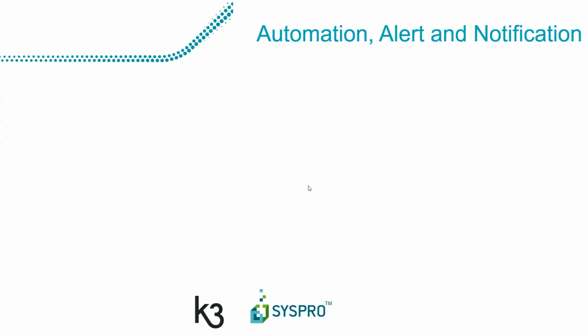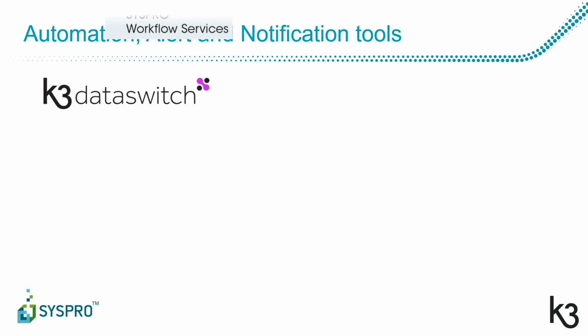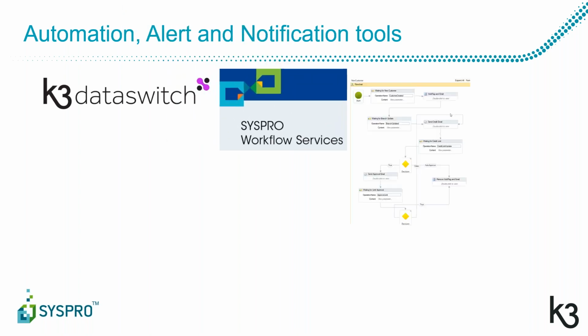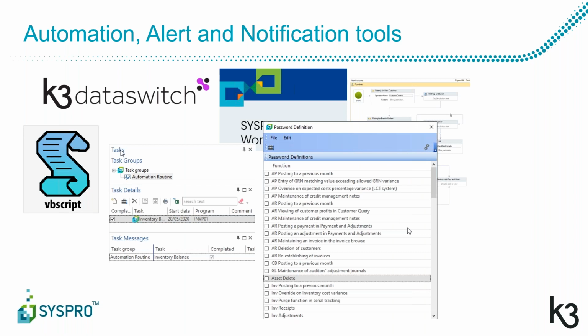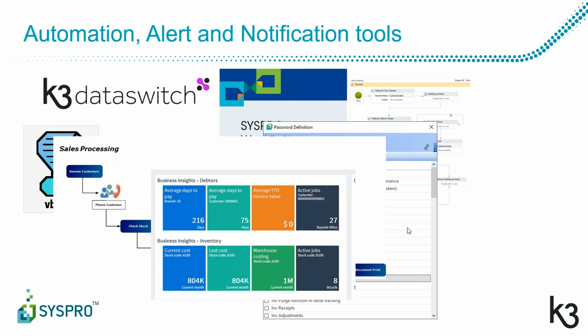Now, when I talk about automation, there are a number of tools for automation and alert notification available within SYSPRO. We're not going to cover all of them today. It's a short session, just 20 minutes. You've got everything from data switch to SYSPRO workflow services, VB scripting. We've got security systems with password definition, flow graphs, insights themselves that help drive user behavior. All of that's available. We've covered a number of those in different sessions, but today we're going to focus on things called electronic signatures, triggers, and events.